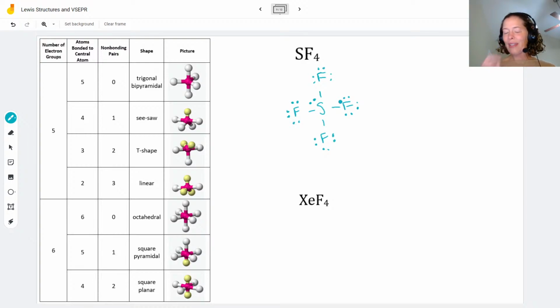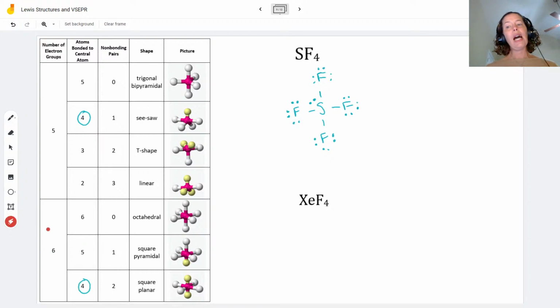All right. So SF4, let's predict molecular geometry. We do it the exact same way. We really focus in on that central atom. So I'm focusing in on sulfur. The first thing I want to count is how many atoms are bonded to sulfur. And I have 1, 2, 3, 4 atoms. So I'm looking for 4s. It could be this one or it could be this one.